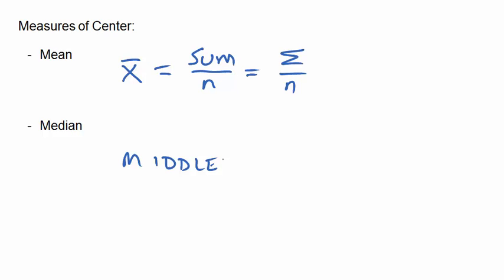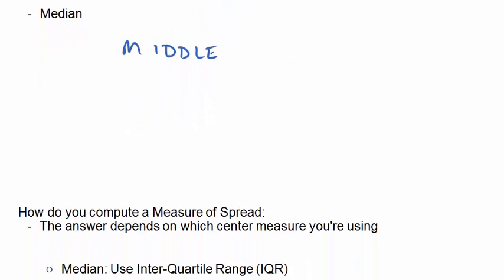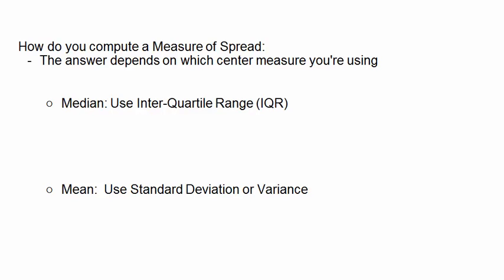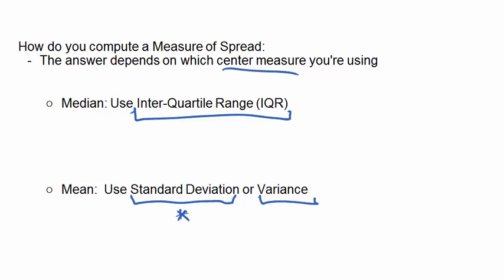Now we're going to look at trying to find measures of spread in addition to measures of the center. So how do you compute that? Well, it really is going to completely depend on which measure of center that you're using. Whenever you're using a median, we're going to use something called the interquartile range. I'll explain that in a moment. And when you're using the mean, instead for the measure of spread, you're going to use either standard deviation or variance. Standard deviation tends to be the favored one. And again, all three of those are new terms for you, so let's start computing them.